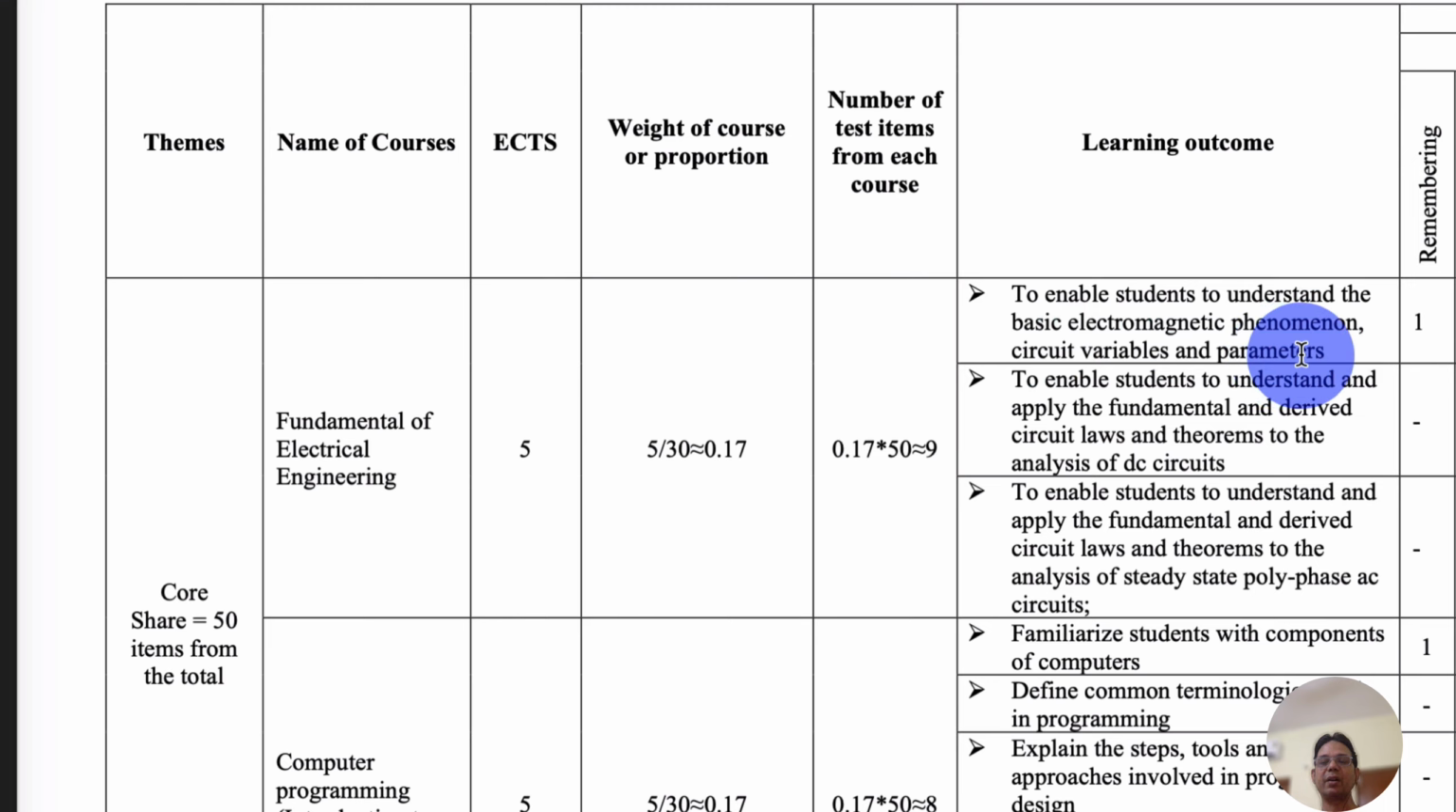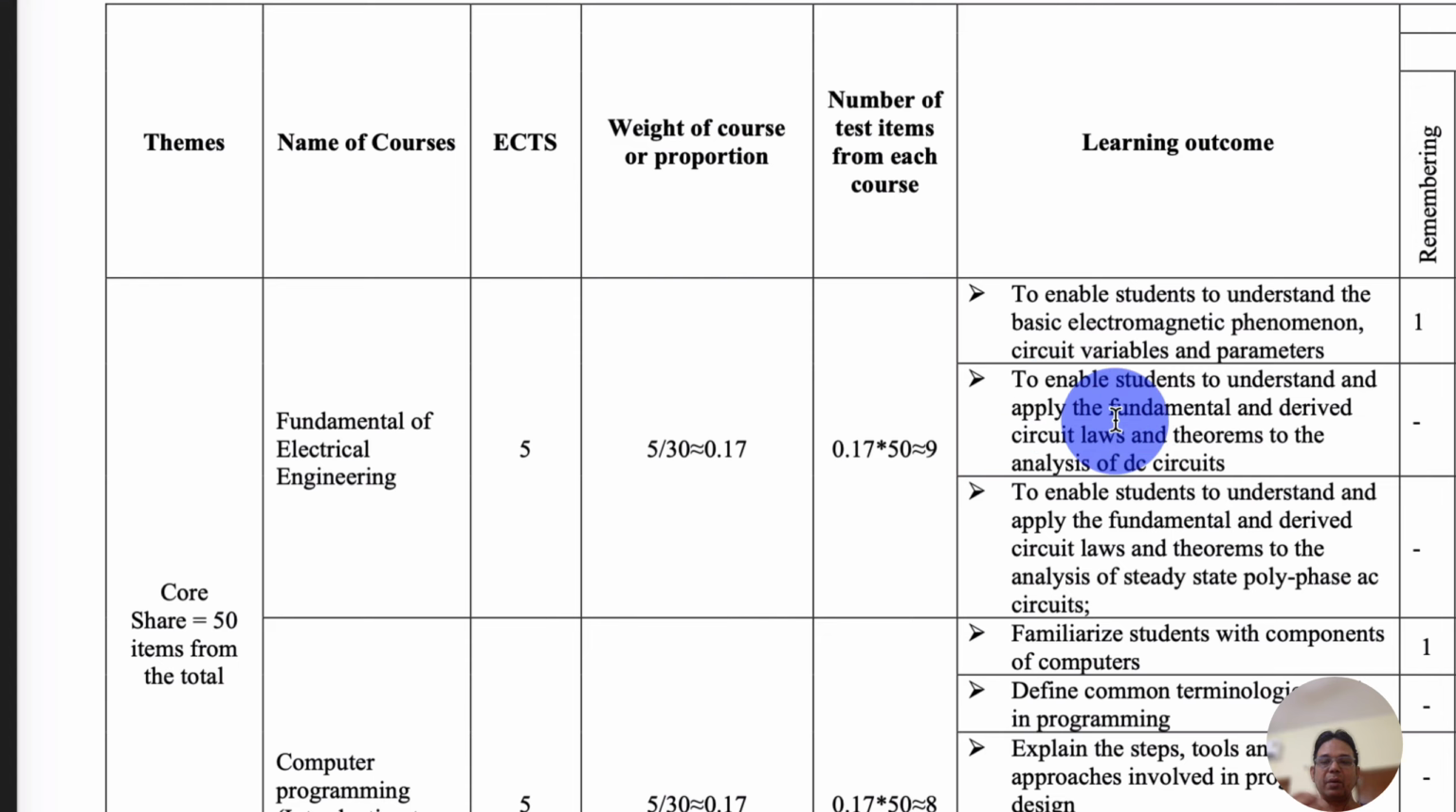So a student can have understanding about what the electromagnetic phenomena are, what the circuit parameters and variables are. And also the student is able to understand and apply the fundamental and derived circuit laws and theorems to the circuits in DC circuits. So in the DC circuit, if you know what the current law, Kirchhoff law, voltage law, and what the theorems, superposition theorem, other theorems are.